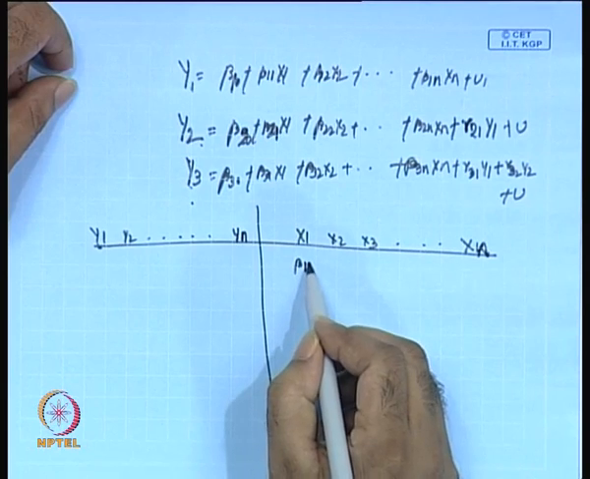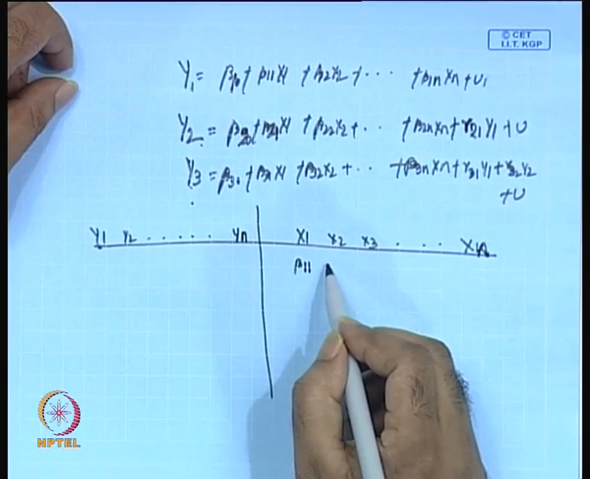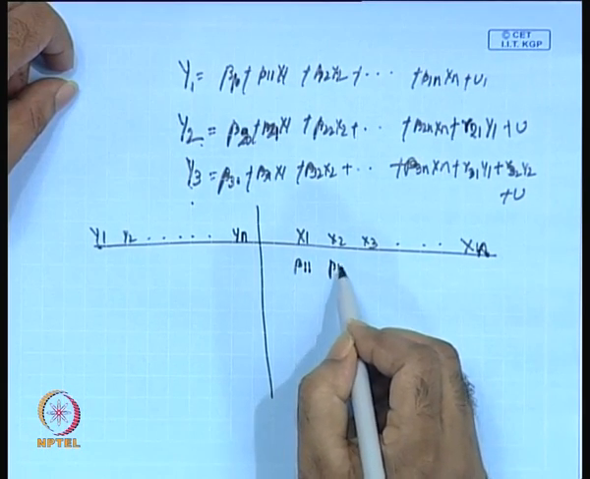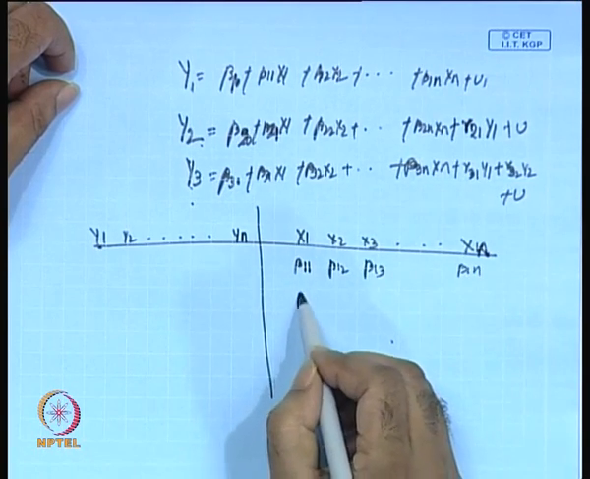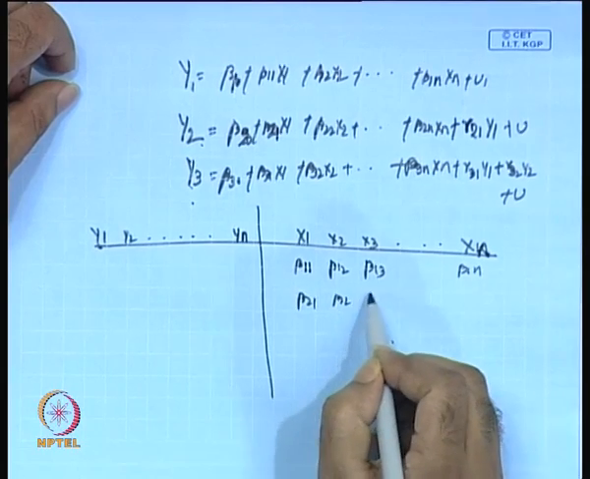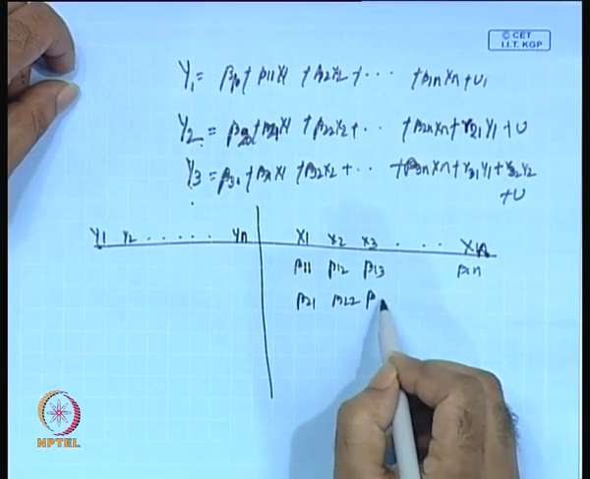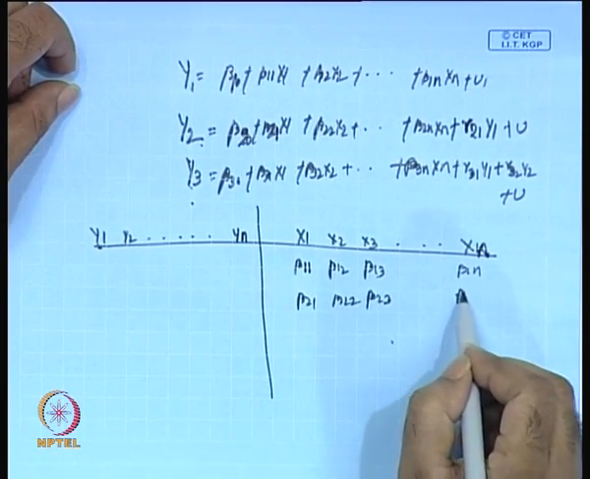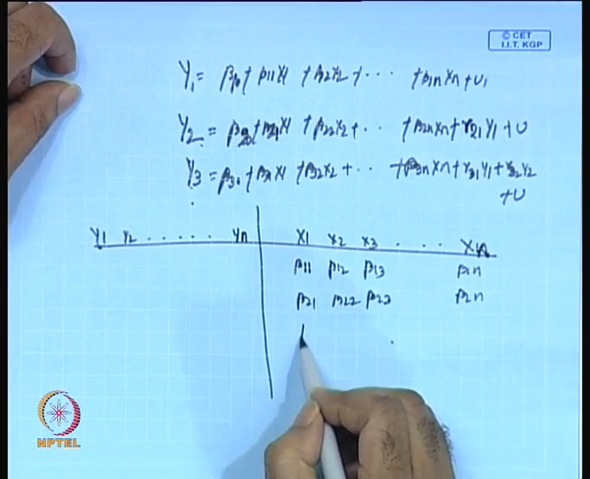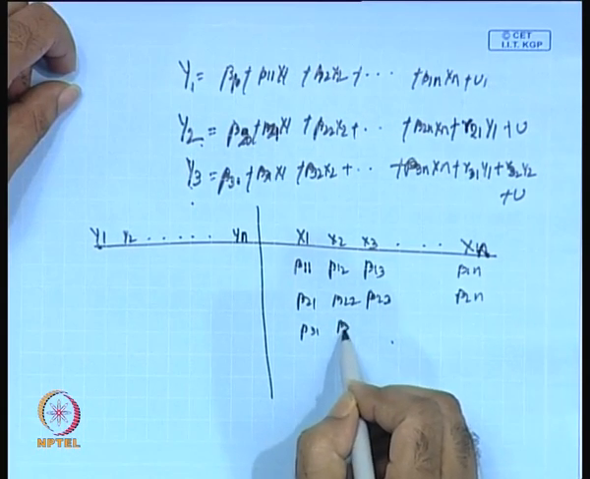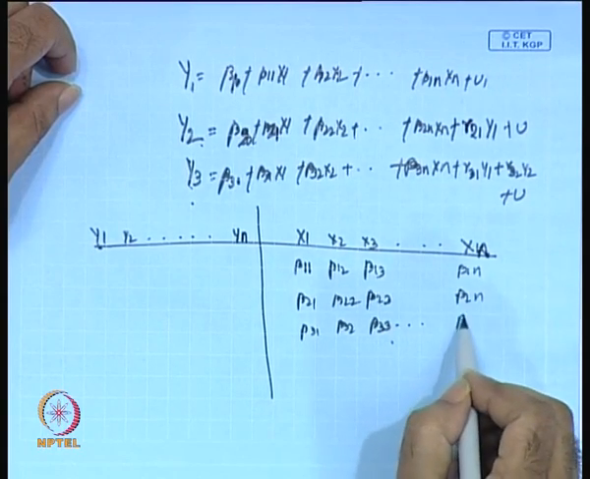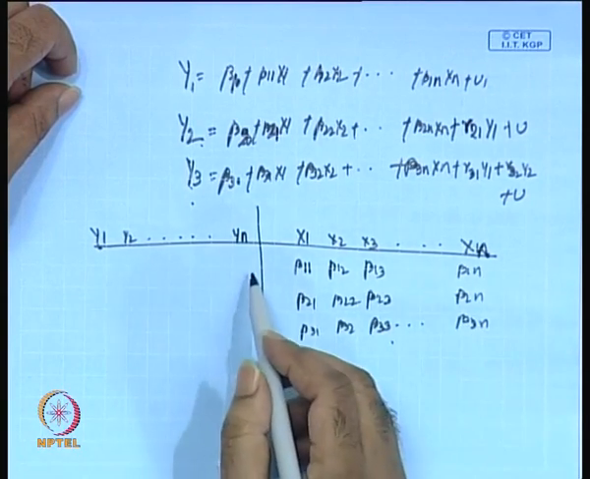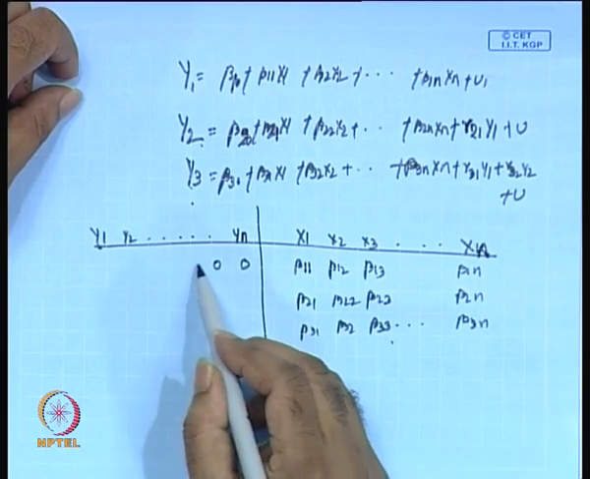I am just reporting the coefficient of variables only. Beta 1 1, beta 1 2, beta 1 3, then beta 1 n. Similarly beta 2 1, beta 2 2, beta 2 3, beta 2 n. Then beta 3 1, beta 3 2, beta 3 3, beta 3 n. Similarly for the first equation, these are all 0.